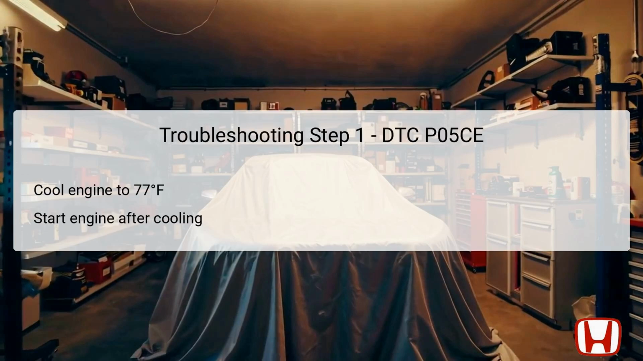The first step in troubleshooting DTC P05CE begins with allowing the engine to cool down to a temperature of 77 degrees Fahrenheit, 25 degrees Celsius, or below. This cooling phase is essential for ensuring accurate readings and tests, especially regarding oil viscosity and pressure.